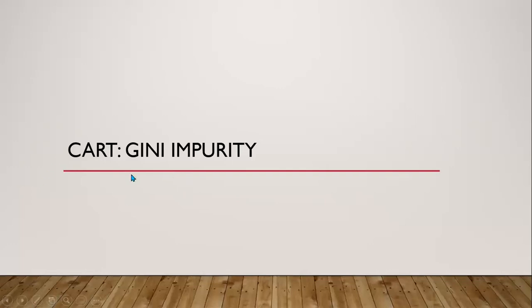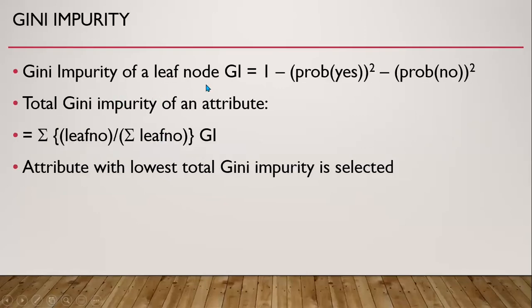CART stands for classification and regression tree. It uses Gini impurity. So the Gini impurity of a leaf node is defined as 1 minus probability of yes square minus probability of no square. And the total Gini impurity of an attribute is equal to the number of items in a particular leaf divided by total items multiplied by the Gini impurity of that leaf node, and this is summed over all the leaf nodes of a particular attribute. So the attribute with the lowest total Gini impurity is selected.